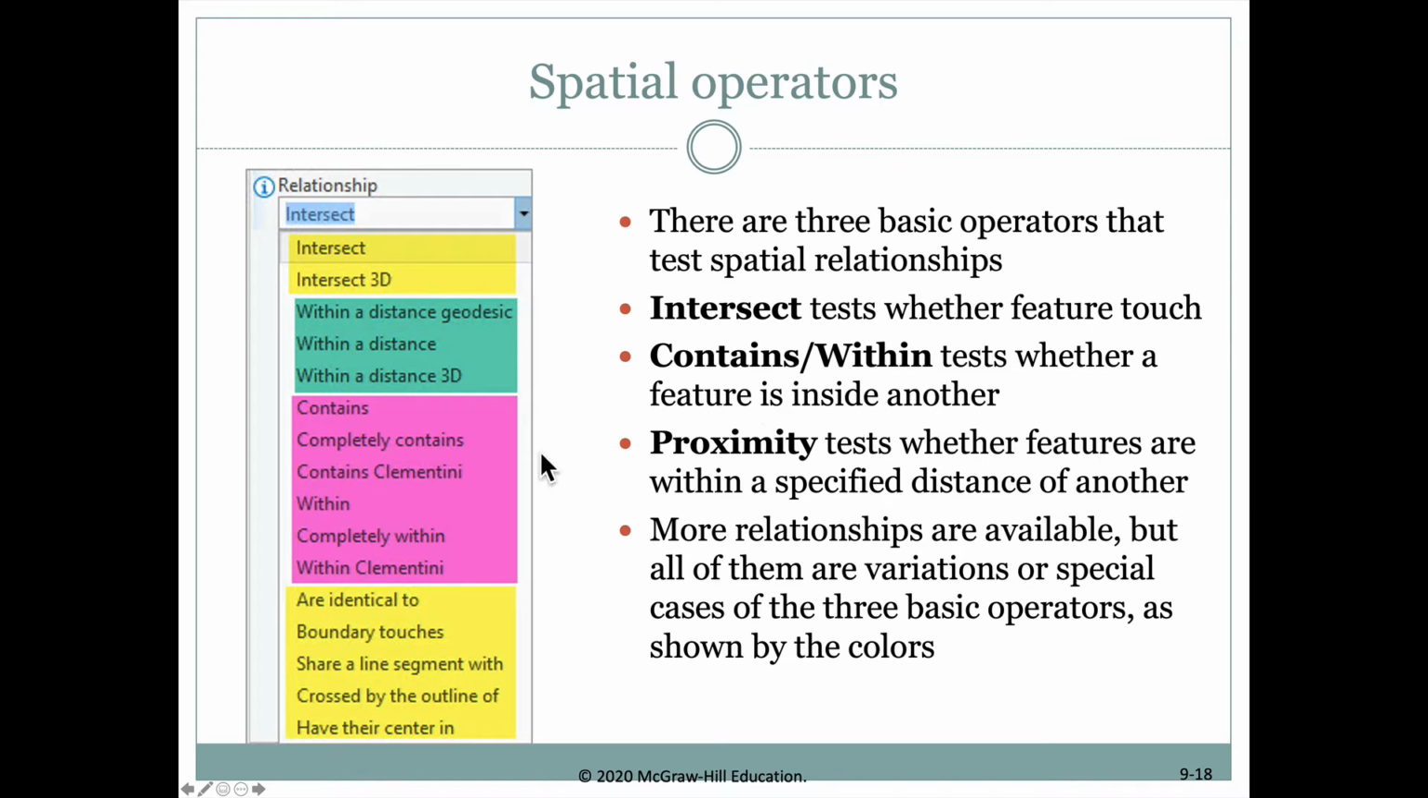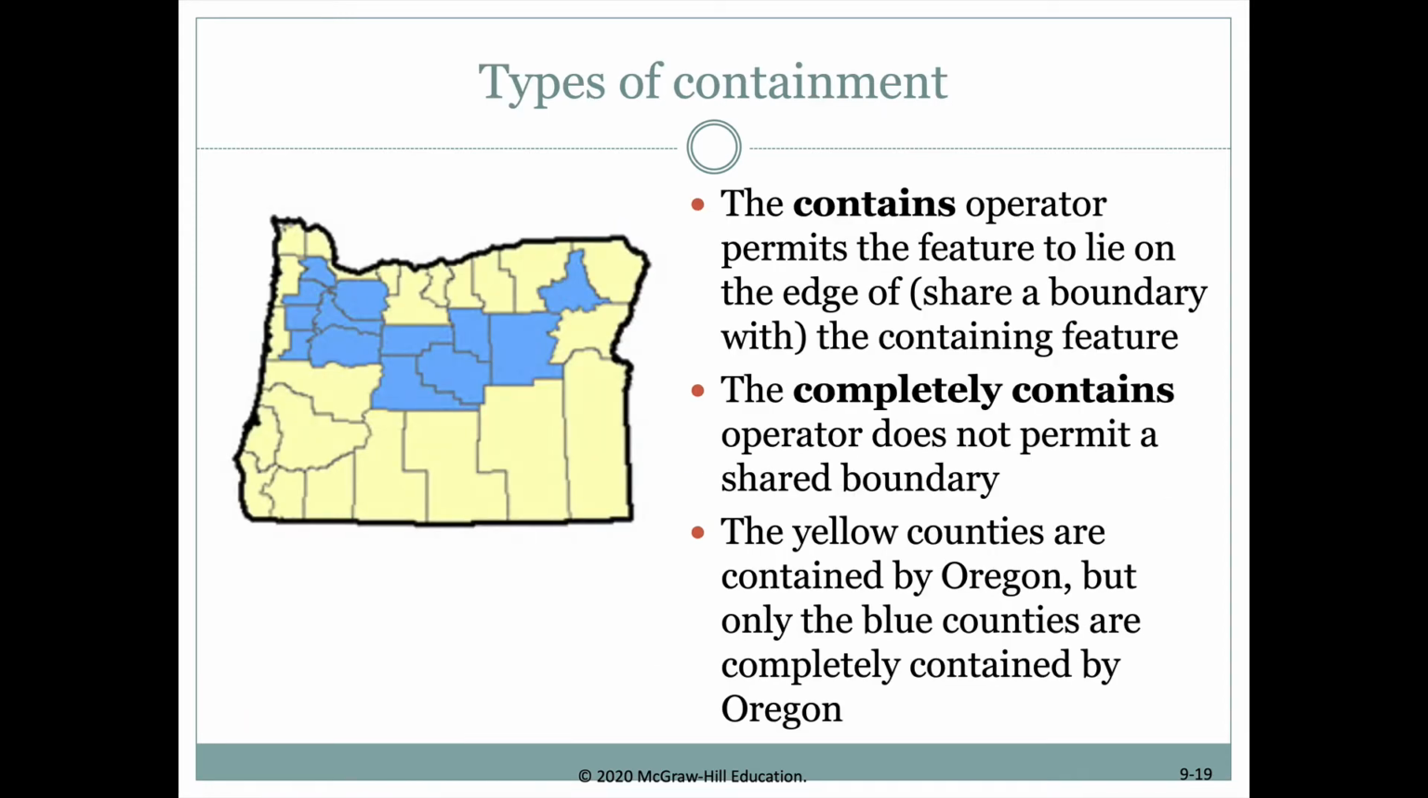So these are the three basic categories, but when you look in the commands within ArcGIS, there's a whole bunch of other things like the boundaries touch, or they share a common line segment. All these different things are just special cases of these three types of spatial operations. So for example, we have to know the particulars of these.